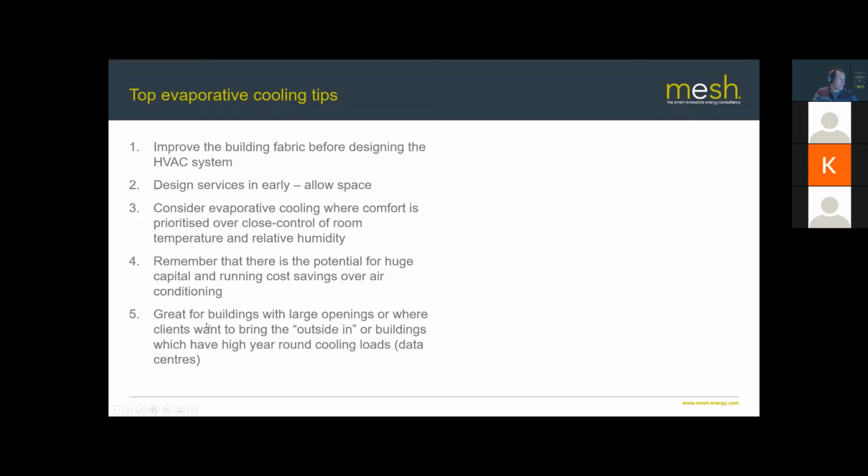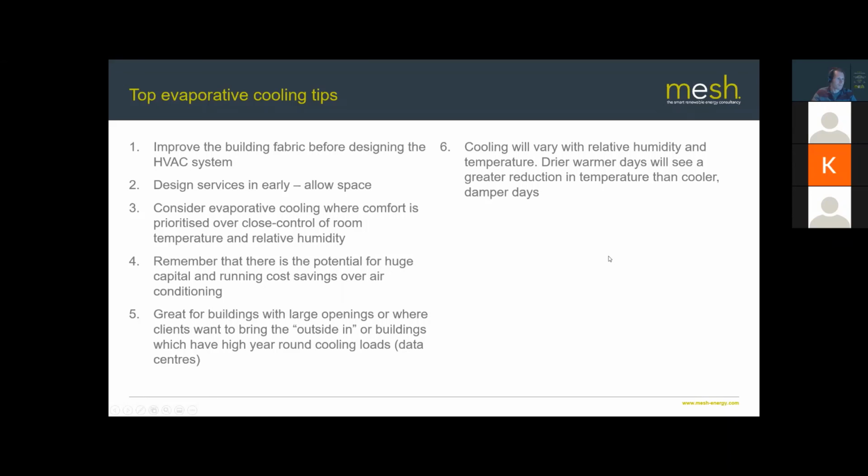As with Amazon, where you've got buildings with very large openings, or where the clients want to bring the outside air in, that's a good application. Obviously at Amazon, you've got all the bay doors open all the time, so trying to air condition that building would be very, very expensive.